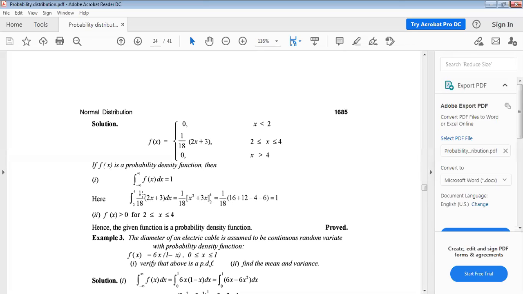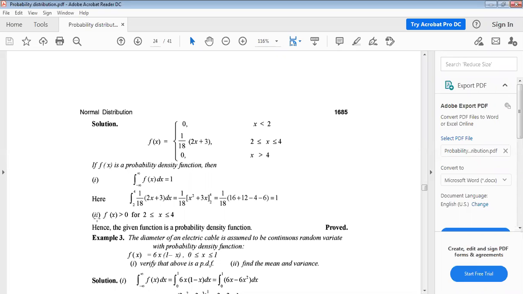So this is proof that the entire probability density function integrates to 1. That means this property has been proved. So we can say that this is a probability density function.